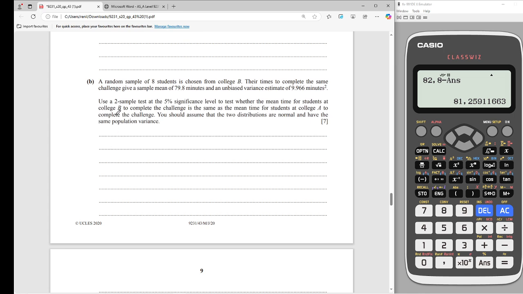Next up we have B, a random sample of 8 students is chosen. So there are some data that we need to write first. The number of terms is equal to 8. The sample mean for Y is equal to 79.8.